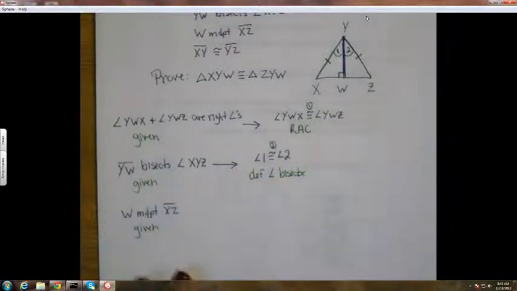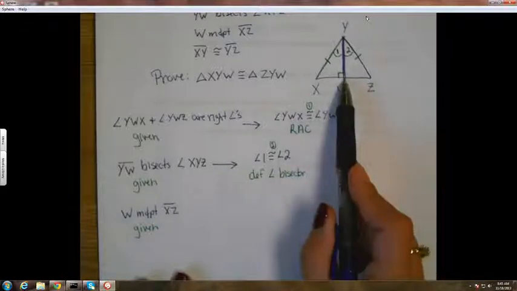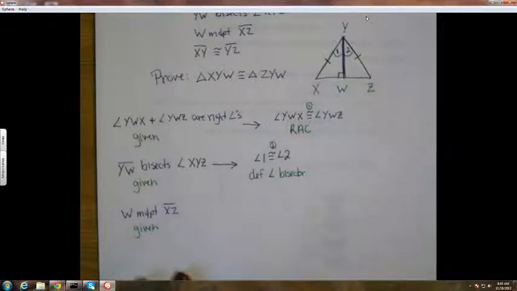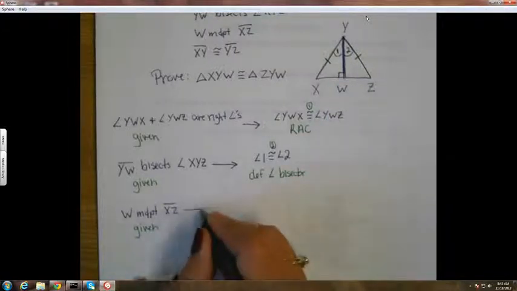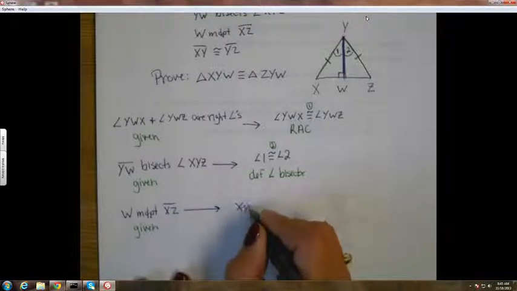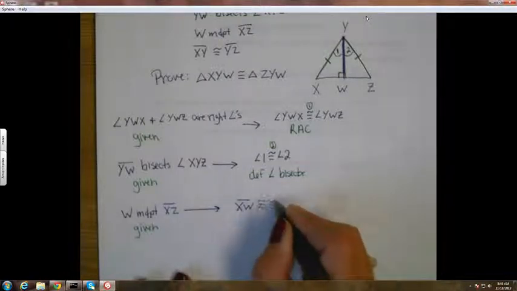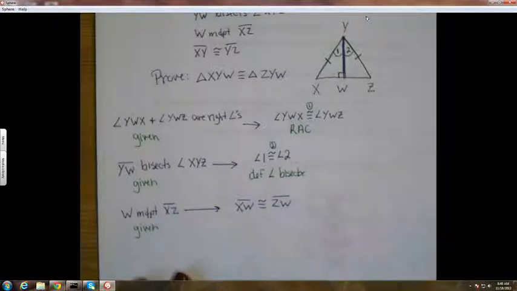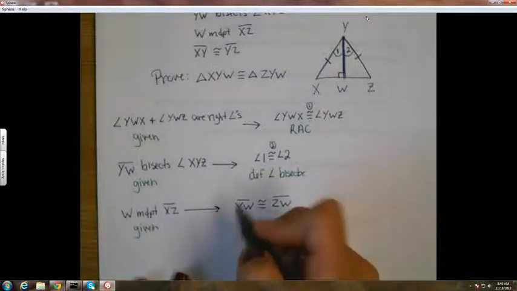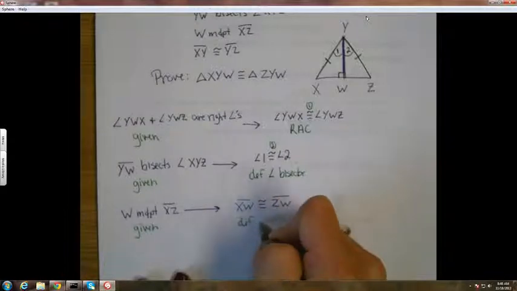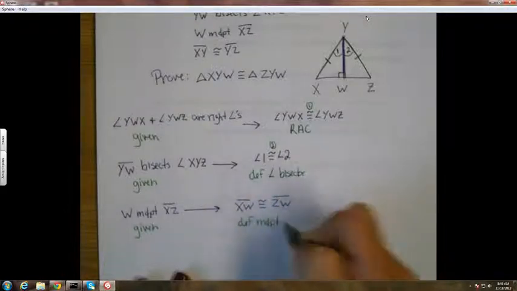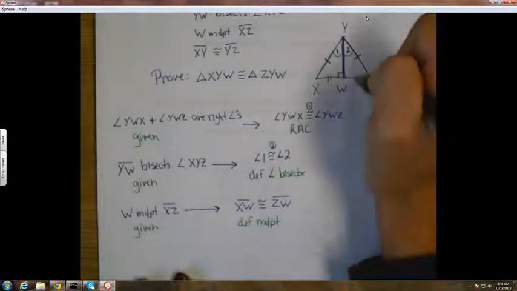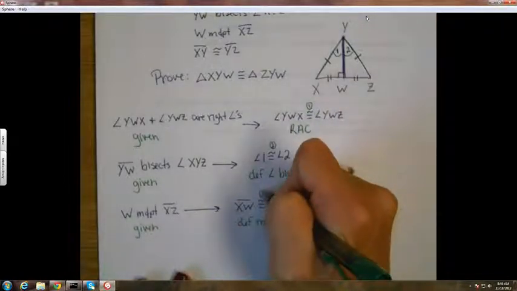We gotta get 6. We're only at 2. Continue to the next page. W is the midpoint of XZ. Now, because W is in the middle, Cheyenne, what's congruent? As a direct result, XW is congruent to ZW. What's the reason I know that? Definition of a midpoint. So I'll double tick mark that. There's my third one. 3 more to go.